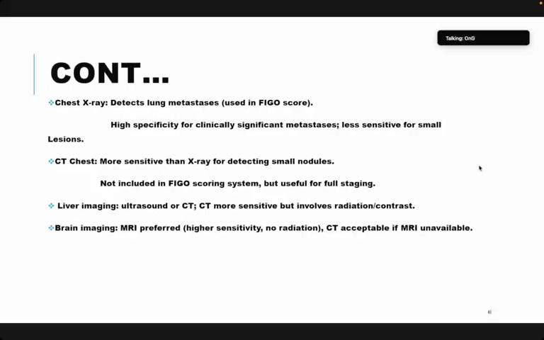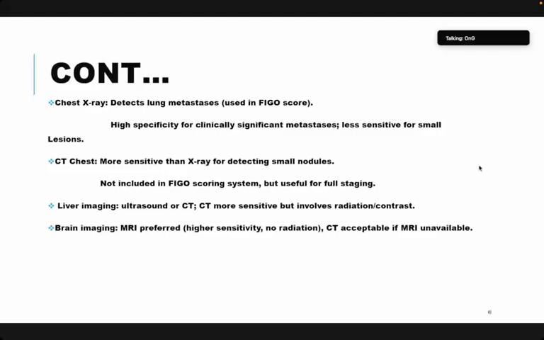These are just the investigations that you need to have for a patient that you're suspecting a GTN, to exclude malignant metastasis. So a chest X-ray is number one to check for lung metastasis.